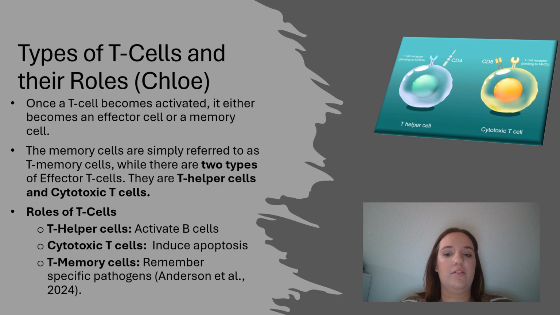The memory T cells are different from the two effector cells, in which they wait for a specific pathogen that has already been seen in the system to re-enter. Once this pathogen re-enters, the memory cell helps to induce a response that is more rapid and effective.